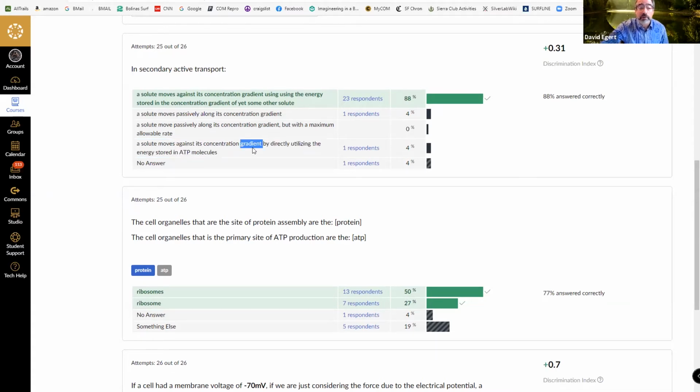You use primary active transport to set up the concentration gradient in this other solute that then drives the secondary active transport.